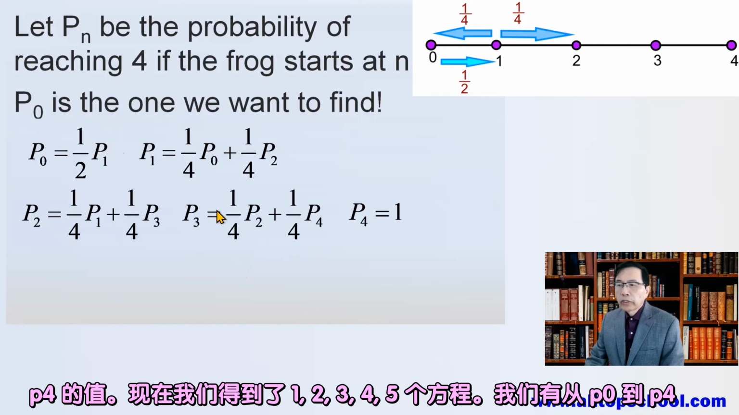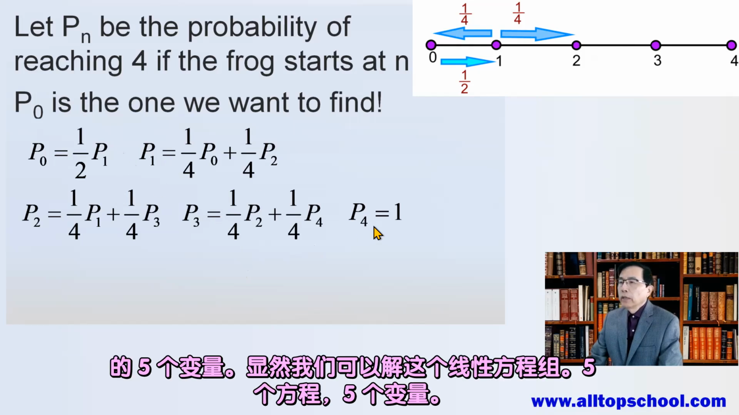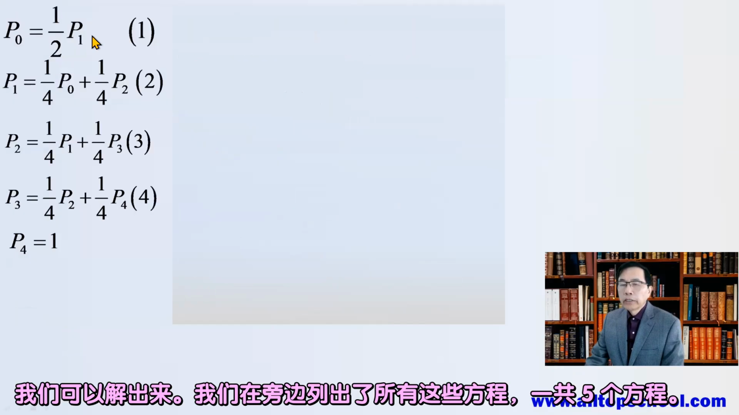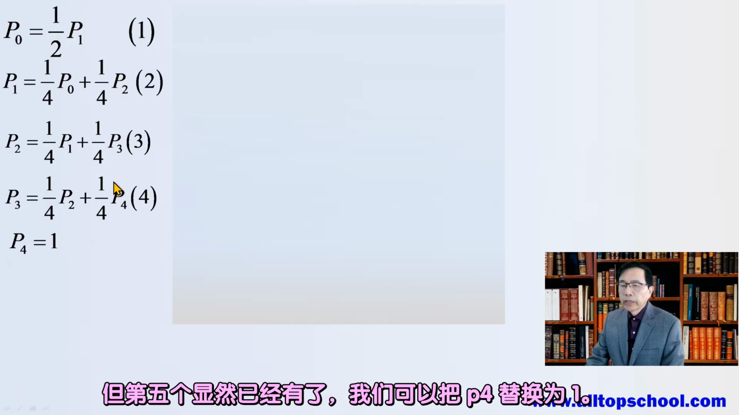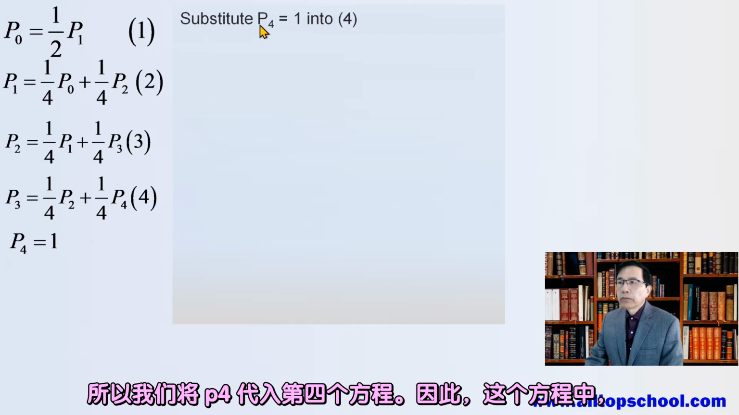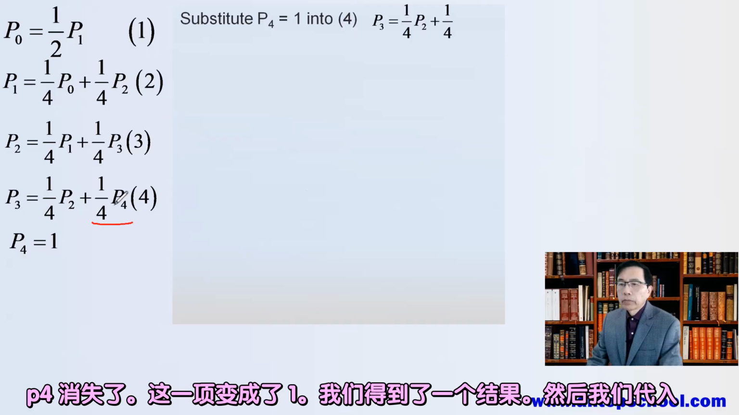Then we get 5 equations and 5 variables, P0 to P4. We can obviously solve this system of linear equations. We listed all these equations on the side, but the fifth one is obviously already there. We can replace P4 with 1. So we substitute P4 into the fourth equation. Therefore P4 disappears, and this one becomes 1. So you get it here.